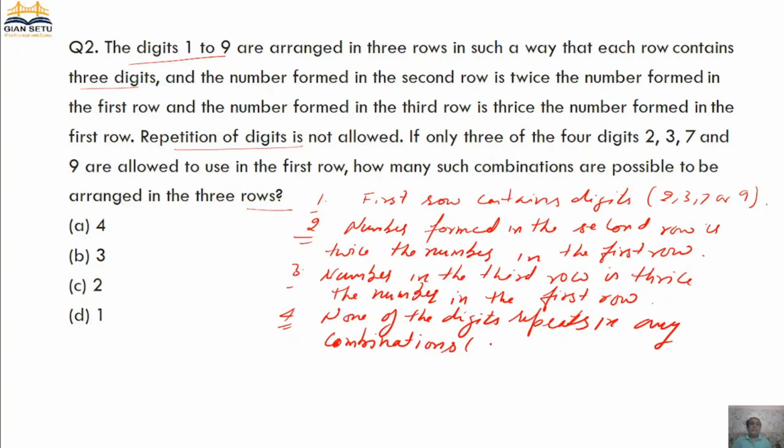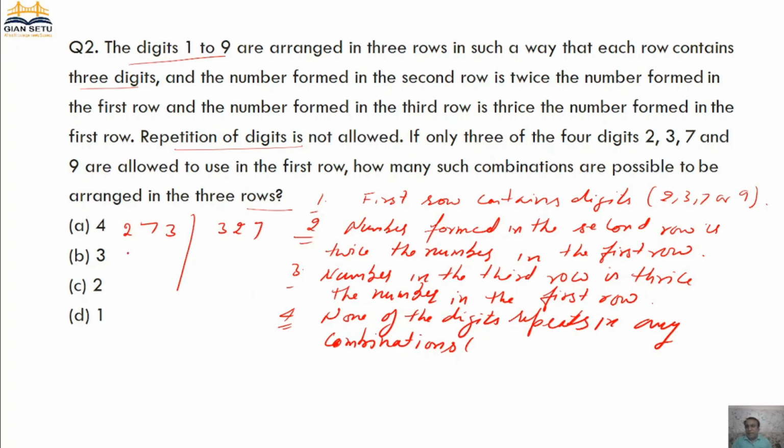Okay, that means one combination has 9 digits and none of the digits repeats in that combination. Okay, now based on these conditions, only two combinations are possible. First is 273 and second is 327.